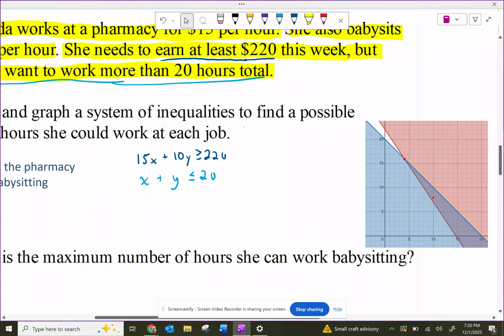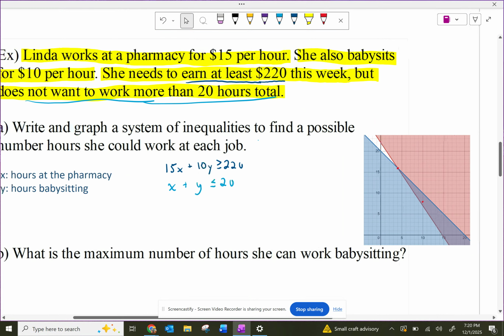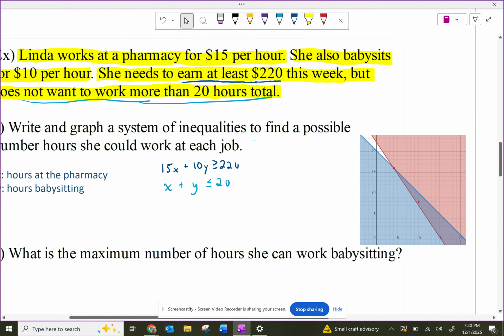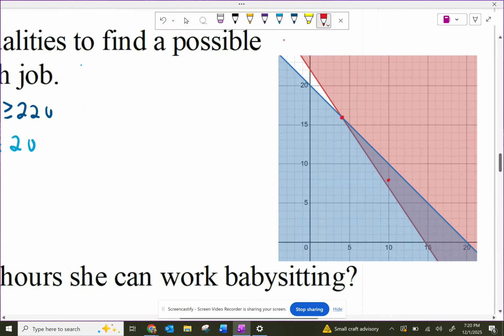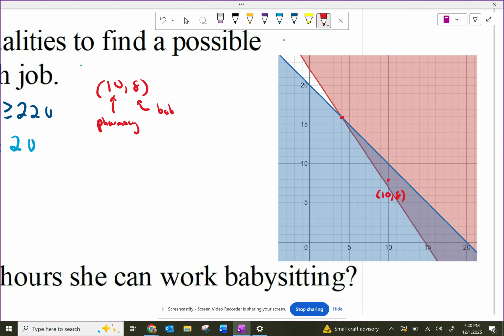So find a possible number of hours she could work at each job. Well, let's look at this one right here. This is the point 10 comma 8. So 10 comma 8 is a solution, and the 10 is the hours at the pharmacy, and the 8 is the hours babysitting. So there's a combination that will be under 20 hours but make more than $220.